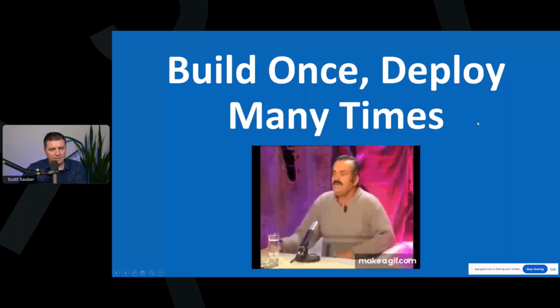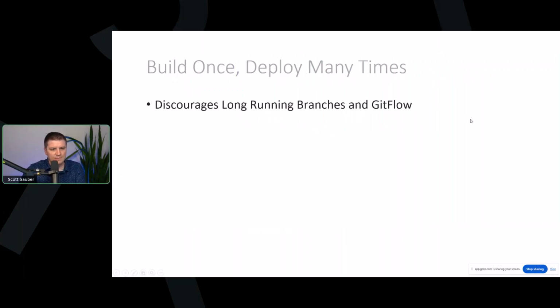All right, next one: build once, deploy many times. I'm a big fan of GitHub flow, meaning you have a main branch, and then you create short-lived feature branches, and then you merge them into main, versus having environment-specific branches, specifically when you're creating web applications and APIs and things like that.